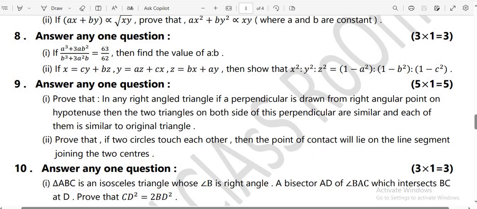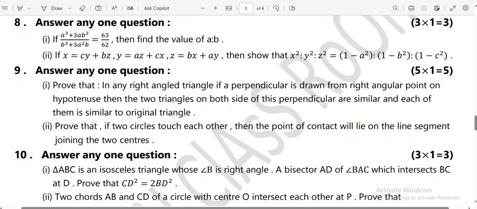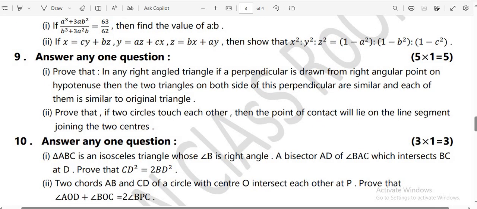Question 10. Answer any one question. 3 into 1 is equal to 3. Each question carries 3 marks. Question 1. Triangle ABC is an isosceles triangle whose angle B is a right angle. A bisector AD of angle BAC intersects BC at D. Prove that CD square is equal to 2 BD square.